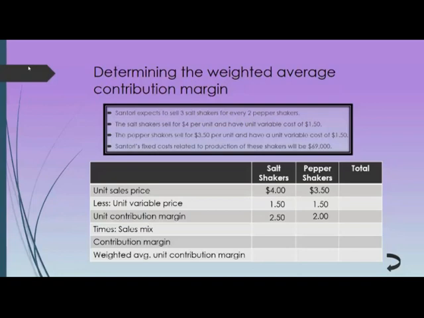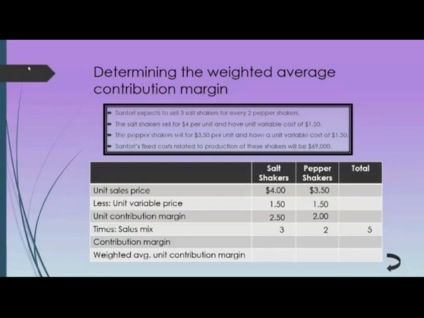Now we can figure out what our sales mix is. And the sales mix is how many units of one type you expect to sell for the units of the other type. We expect to sell 3 salt shakers for every 2 pepper shakers. In the total column, simply add those 2 numbers together and you're going to come up with 5. And they call that bundle size. It's mainly used for calculations. You'll see how it works here in a second. But what it means is that 3 out of every 5 shakers we sell are going to be salt, and 2 out of every 5 shakers we sell are going to be pepper.